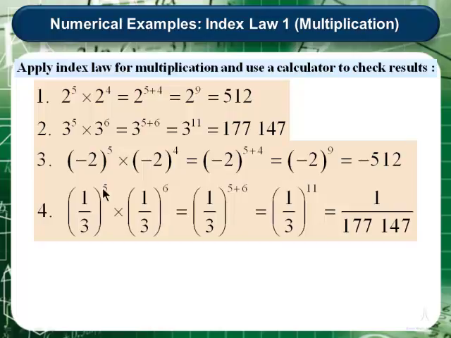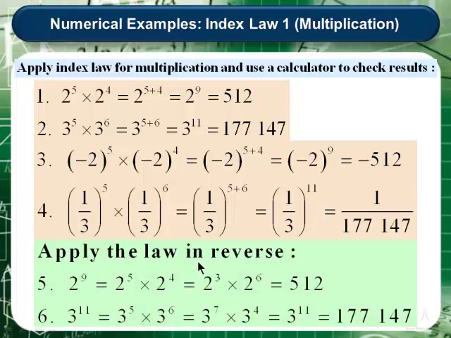So a third to the power 5 multiplied by a third to the power 6 give us a third to the power 11. And both these results will give us this particular fraction. Of course, it's important to note that you can also apply the law in a reverse direction.